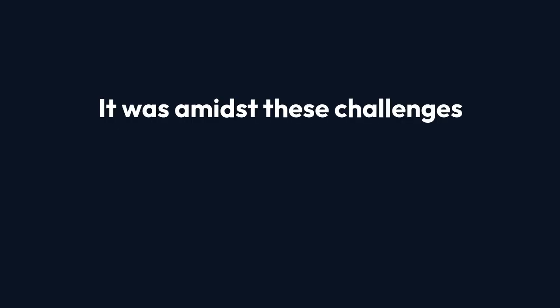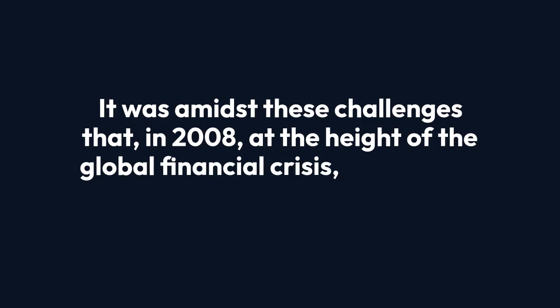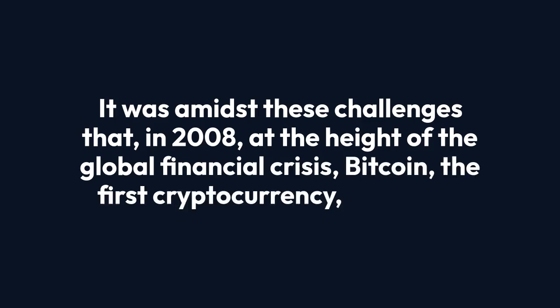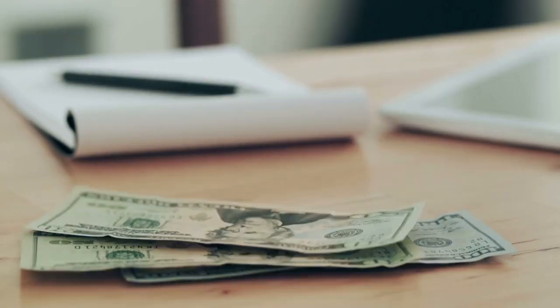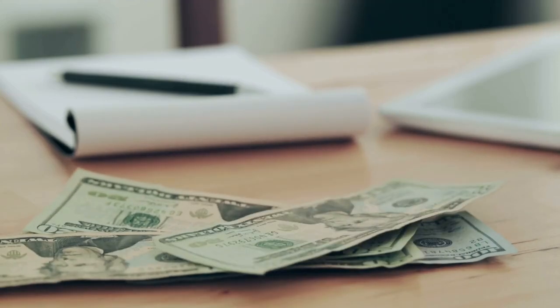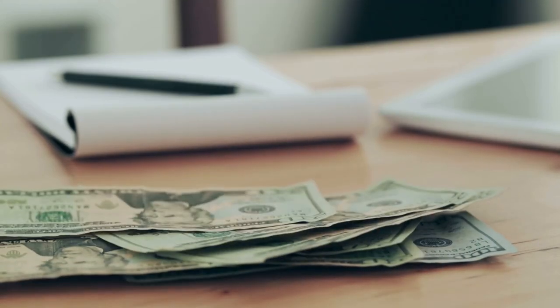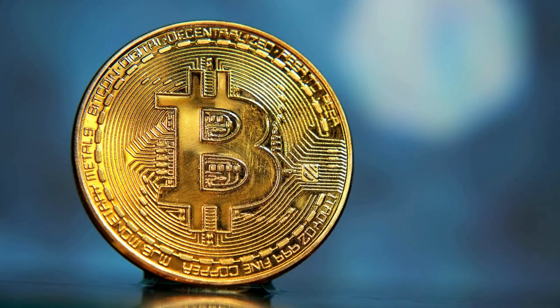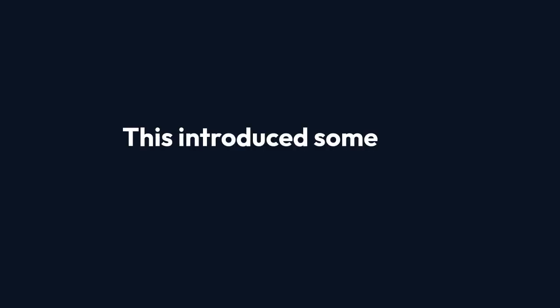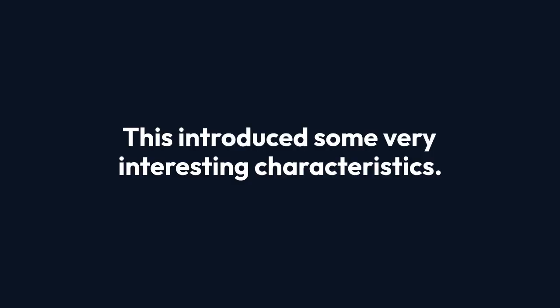It was amidst these challenges that, in 2008, at the height of the global financial crisis, Bitcoin, the first cryptocurrency, emerged. Bitcoin was created by a person or group using the pseudonym Satoshi Nakamoto, and it brought a revolutionary proposal: a decentralized monetary system based on blockchain technology. This introduced some very interesting characteristics.